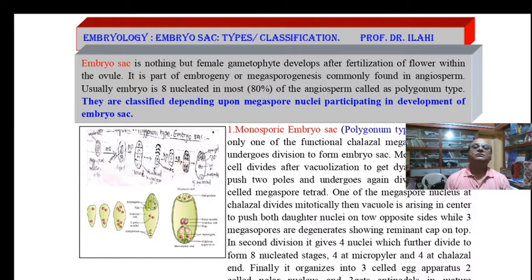Well, today we will be discussing the next part in the paper under embryology, that is the embryo sac, and the types of embryo sac or classification of the embryo sac. This is most important.